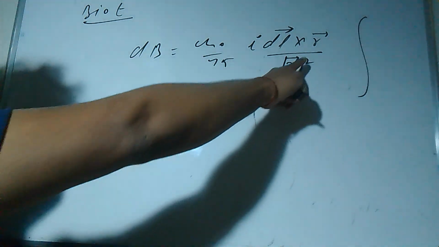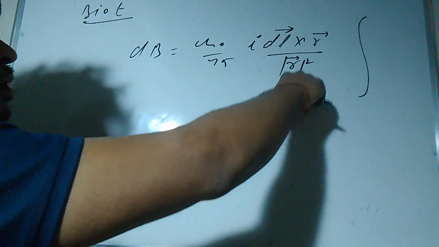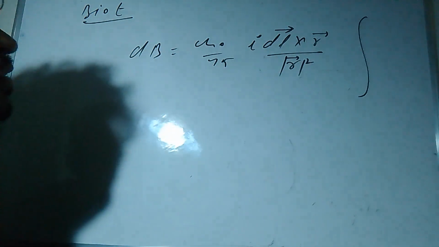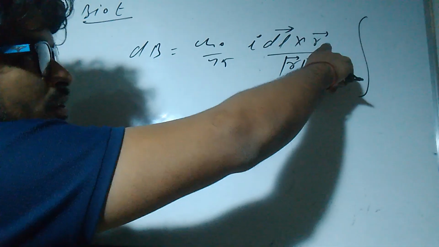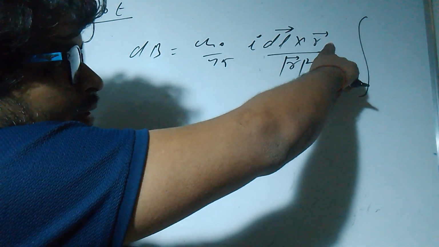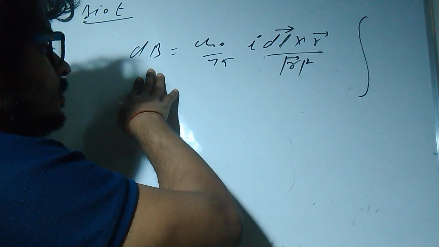See here, you tend to get confused whether to put r square or r cube, or r vector, yes or no. When we are taking the vector dl cross r, this is a vector containing magnitude and direction both, and then you have to write r square here. So this is the Biot-Savart law.